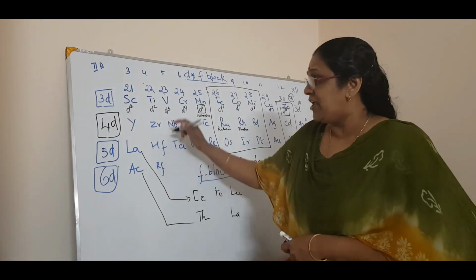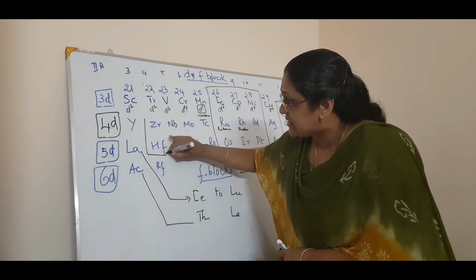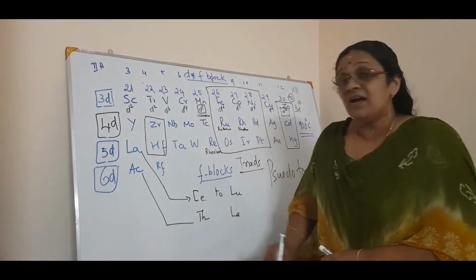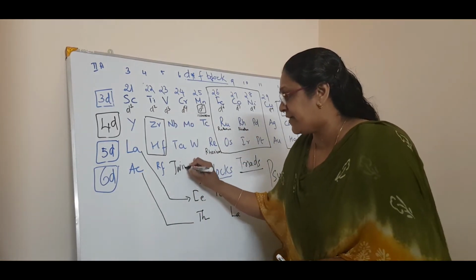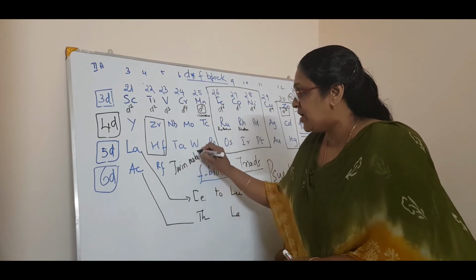Then hafnium. See, this is also an important thing. Zirconium and hafnium are called twin metals. What is it? Twin metals. Just for information, right? These are called twin metals.